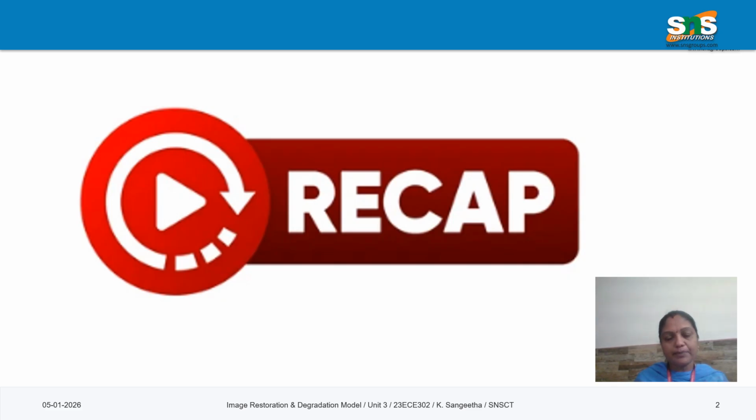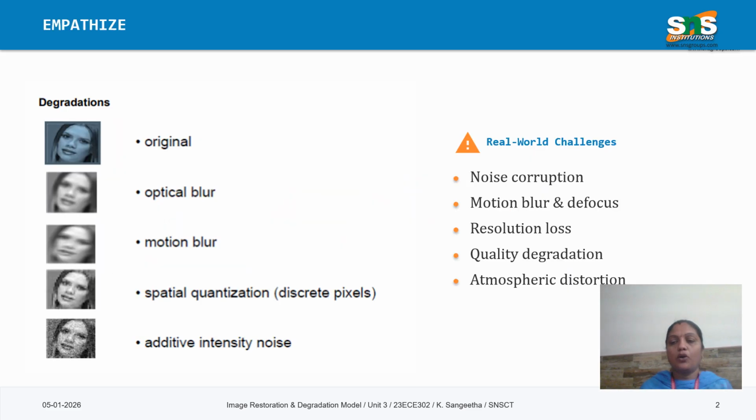Image enhancement is a technique which is used to improve images. It is mainly used to improve contrast and brightness. And in Unit 2 we studied some noises, that is Rayleigh noise, uniform noise, salt and pepper noise, exponential noise, and how they affect the images. Now let us move on to the topic.